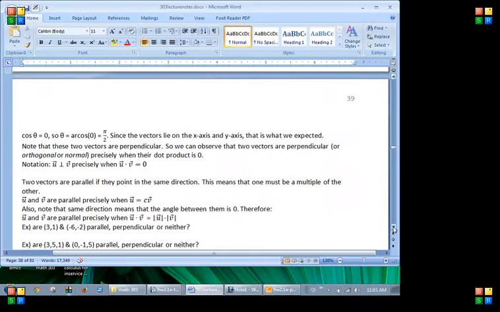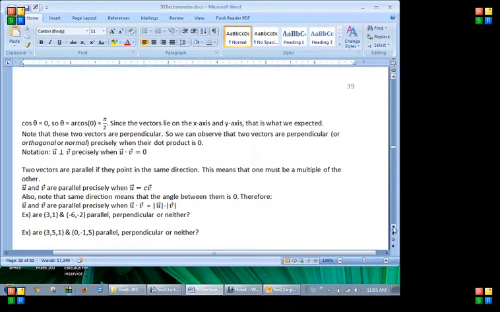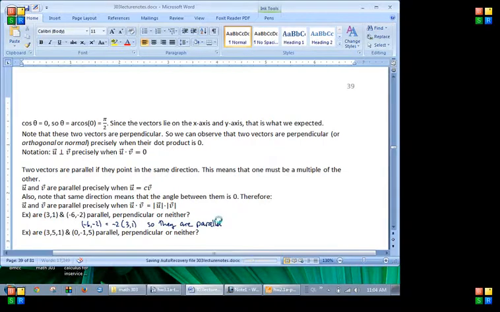Okay, so now let's apply this and answer these questions. In 2 dimensions, the vectors (3, 1) and (-6, -2). Are those vectors parallel, perpendicular, or neither? They're parallel, and why is that? Because the second one is a multiple of the first, by -2. Noticing that one vector is a multiple of another is very easy to spot. So they're parallel, and they're on the same line.